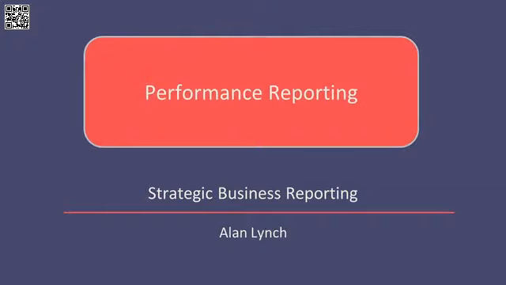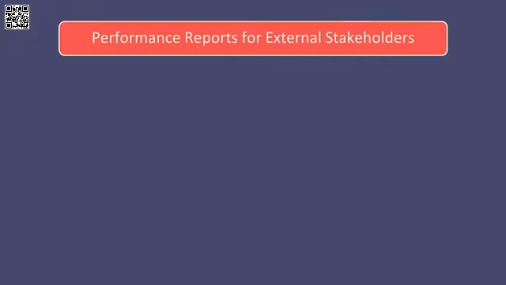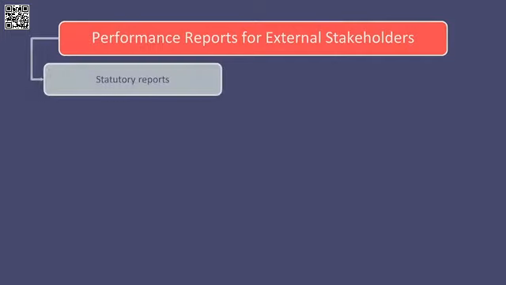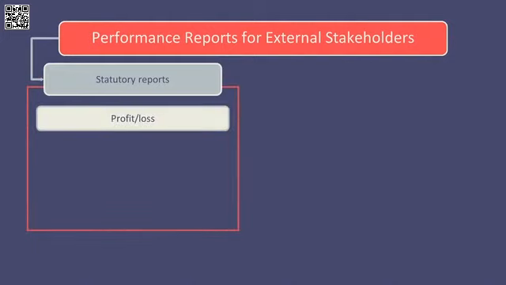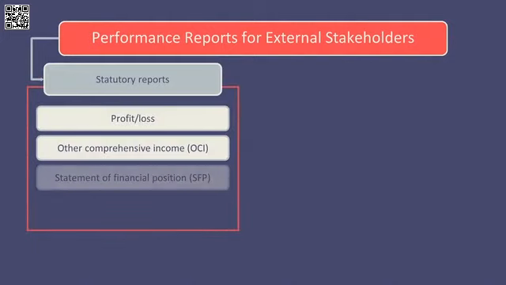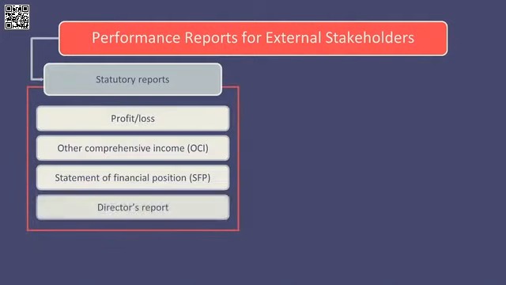First, let's look at performance reporting for external stakeholders. I'm not going to go through this in great detail for this video because you all should already know the different types of reports. Obviously, there are the ones that are required as part of financial statements, the statutory reports, so the statement of profit and loss, other comprehensive income, the statement of financial position, as well as the other reports such as the director's report.